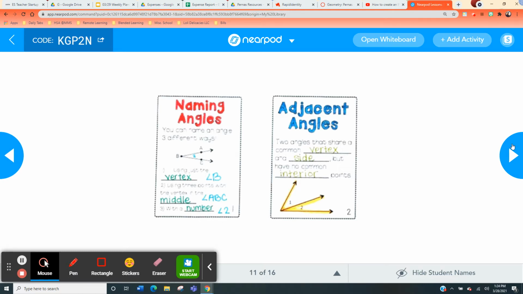Naming angles. So you can name an angle 3 different ways. Using just the vertex, so for example, angle B. Using 3 points with the vertex in the middle, so angle ABC. Or using a number, angle 2. Adjacent angles: two angles that share a common vertex and side, but have no common interior point. So for example, angle 1 and 2 are adjacent.